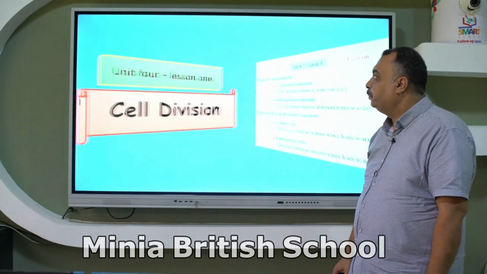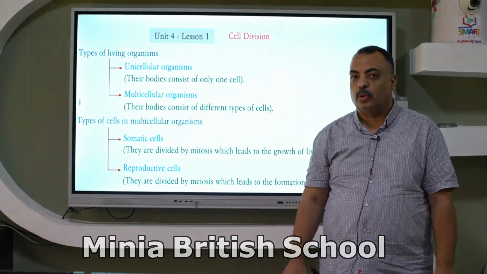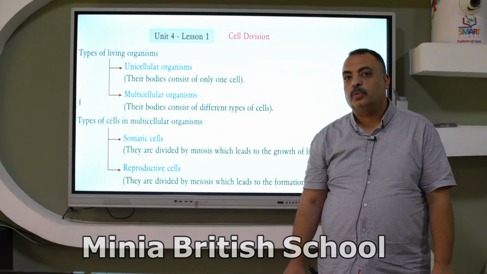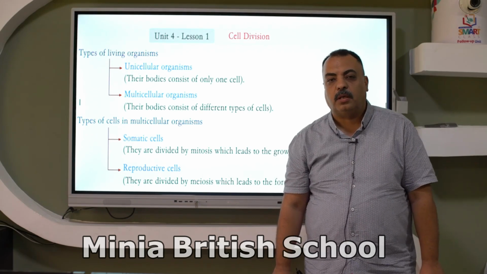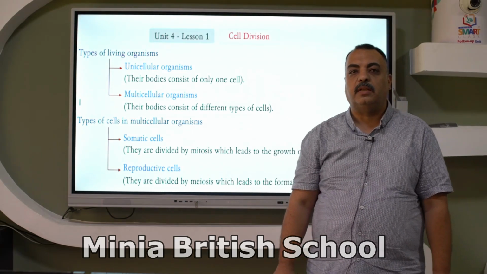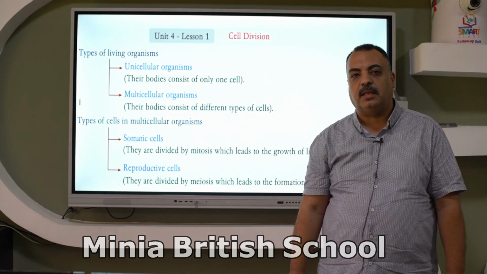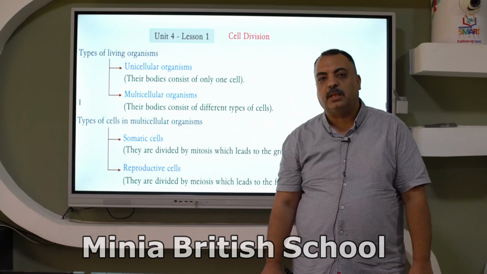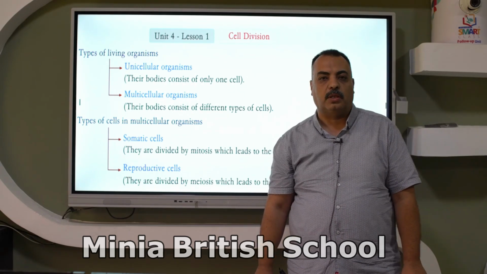Cell division. Mainly we have two types of living organisms. As you know, we have prokaryotes and eukaryotes. Prokaryotes are the living organisms which have only one cell, and the DNA is distributed randomly in the cytoplasm with no nuclear membrane, with no nucleus.